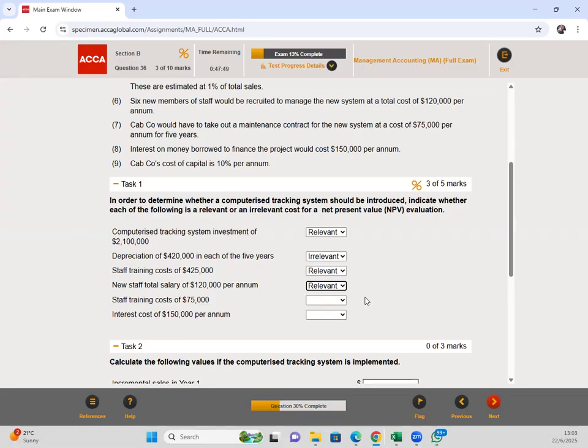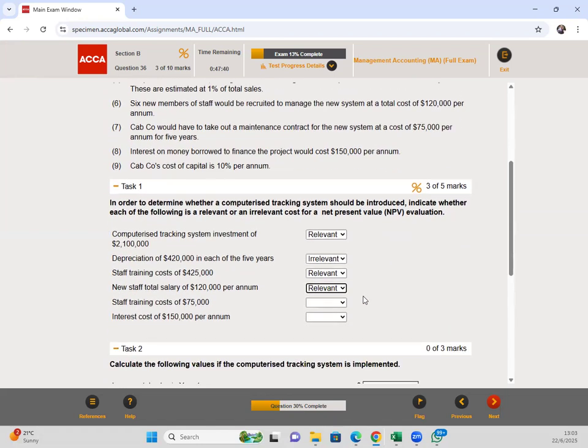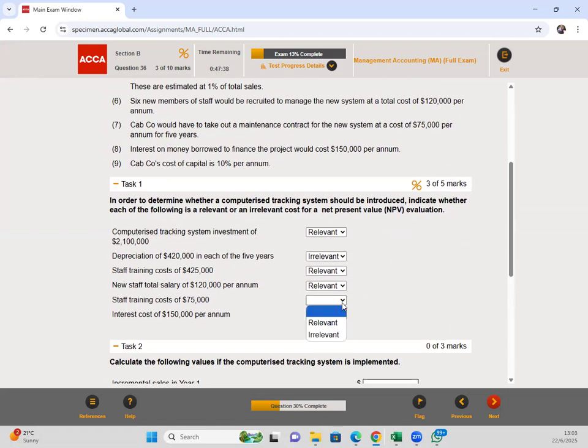What about the staff's training cost of 75 that we have already incurred? 75 has already been spent. Not relevant. Irrelevant, yes.